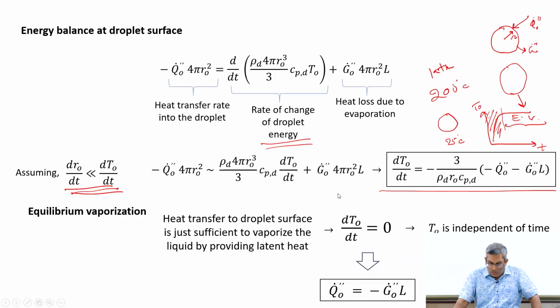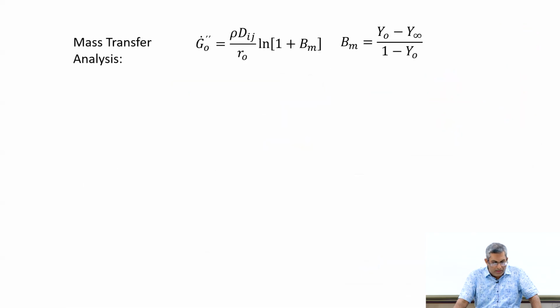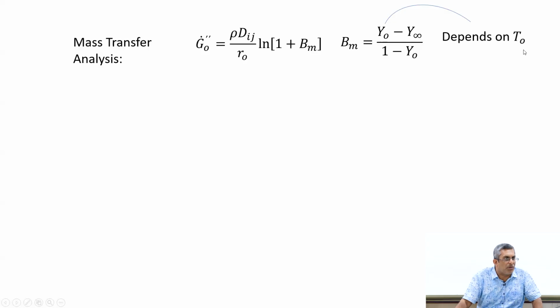Okay. So, now if we summarize, we did mass transfer analysis to get the expression for the vaporization flux, and this depends on the mass transfer number, which depends on the vapor mass fraction at the droplet surface, which essentially depends on the temperature of the droplet. But the question is, do you know the temperature of the droplet? Do we have this information?